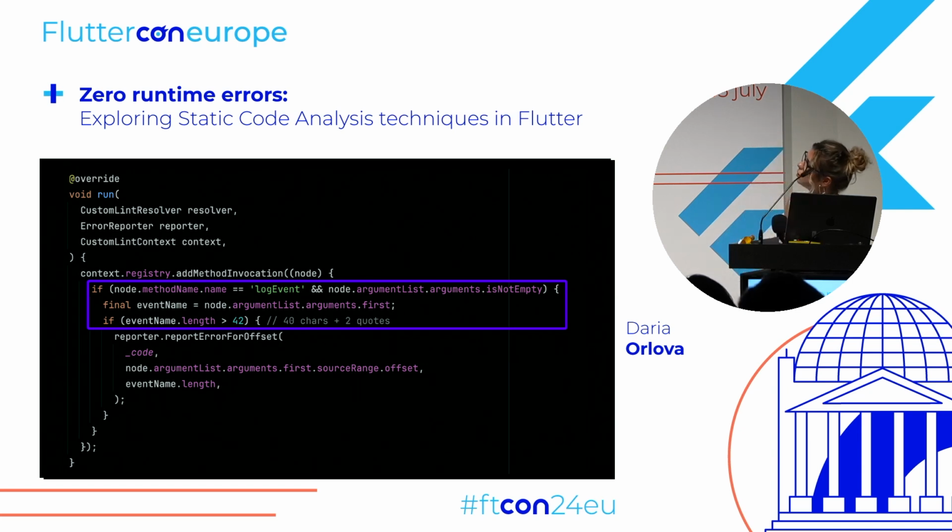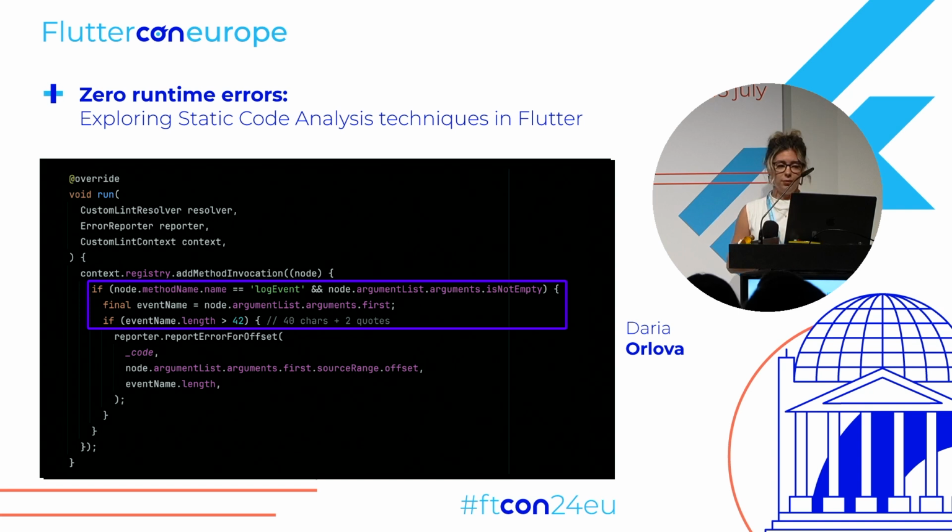I'm sorry, I hope you can see the code. So what we check is the method name, so that it's log event, and also we check the arguments. And I'm not responsible for using this code in production, so this is just sample code. I'm not an expert in custom lints. I just like experimenting and probably doing bad things. So yeah, use that or write your own lints at your own risk.